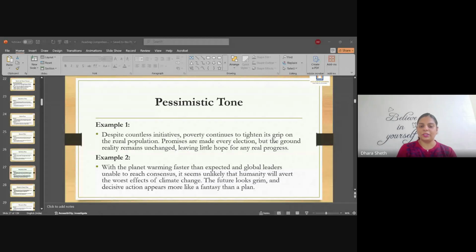Promises are made every election, but the ground reality remains unchanged, leaving little hope for any real progress. Another example, with the planet warming faster than expected, and global leaders unable to reach consensus, it seems unlikely that humanity will avert the worst effects of climate change. The future looks grim and decisive action appears more like a fantasy than a plan. So here the author has already said that the future looks grim and it seems unlikely that we can avoid the effects of climate change. So it is pessimistic. There's not much possibility.